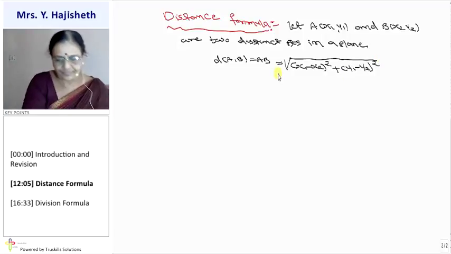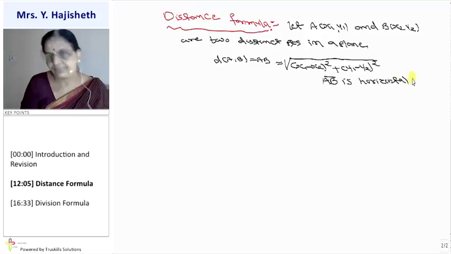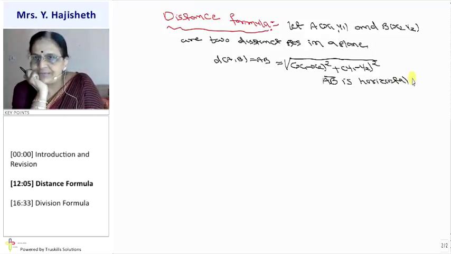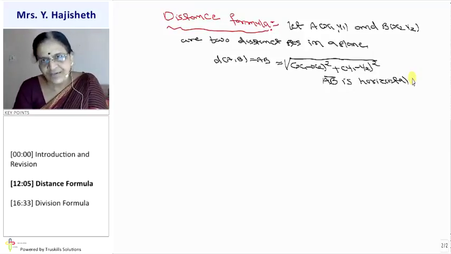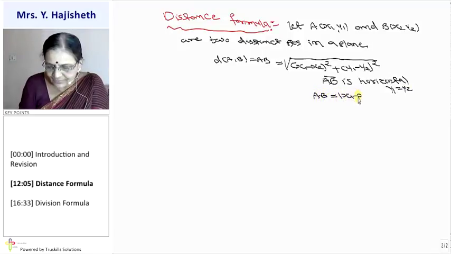If AB is horizontal, what can you say about the x and y coordinates? If AB is horizontal, then its y coordinates are the same. Agreed? So if AB is horizontal, then y1 is y2. So naturally the distance AB is mod x1 minus x2. Clear?